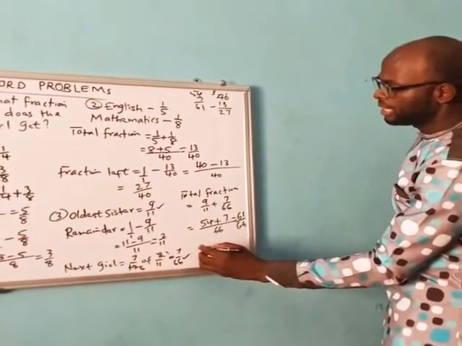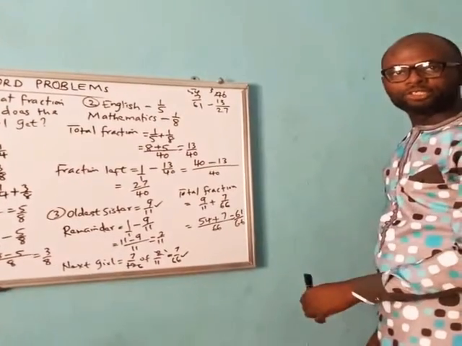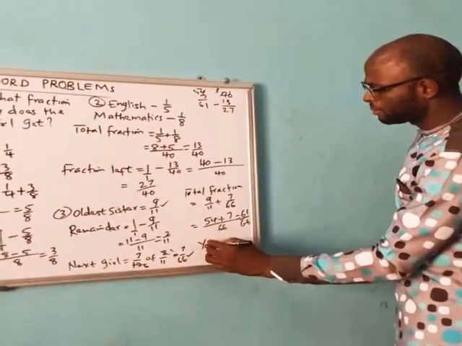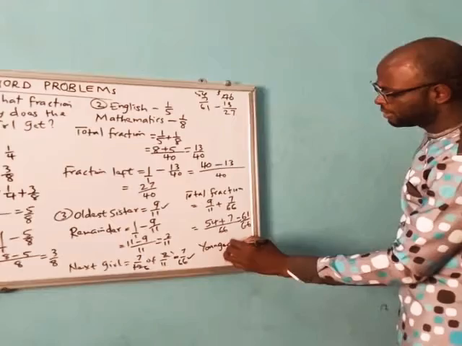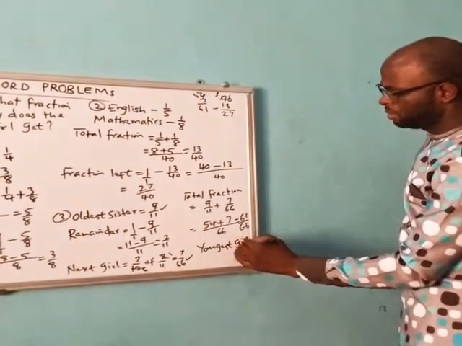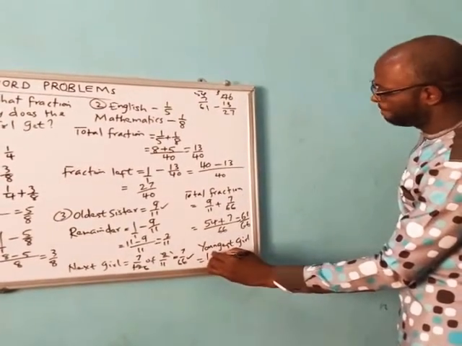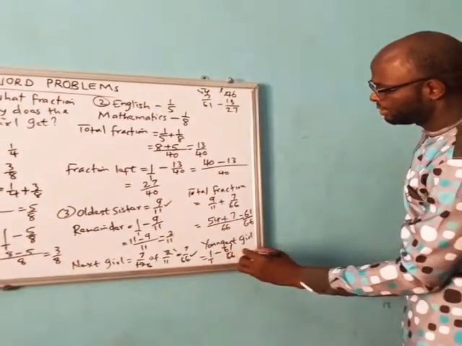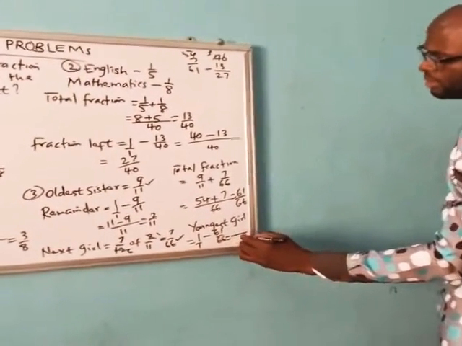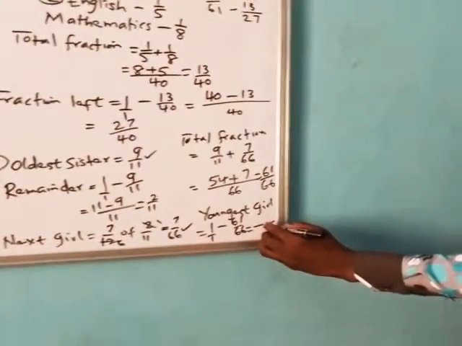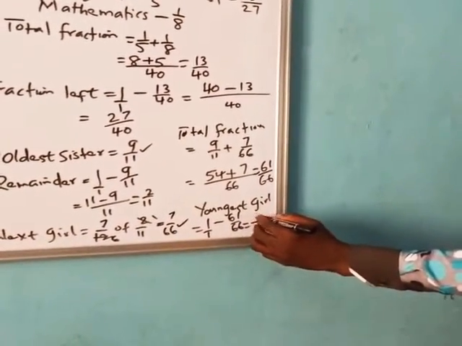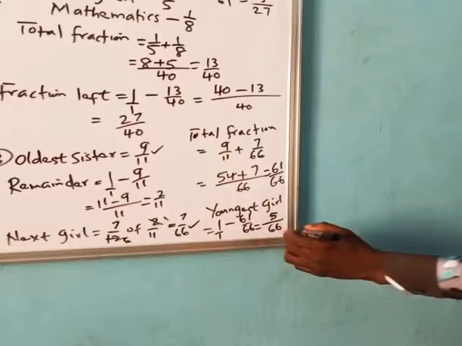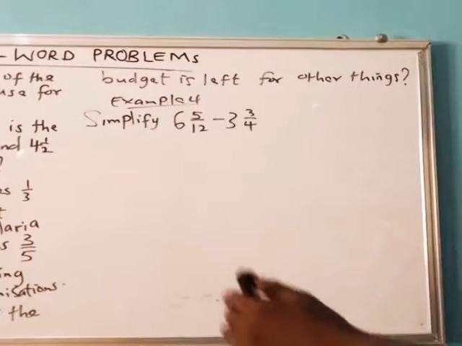So the youngest girl will get the remaining fraction. So the youngest girl will get 1 minus 61 over 66. As usual, you find the LCM, that is 66. So when you subtract that, you have 5 over 66.